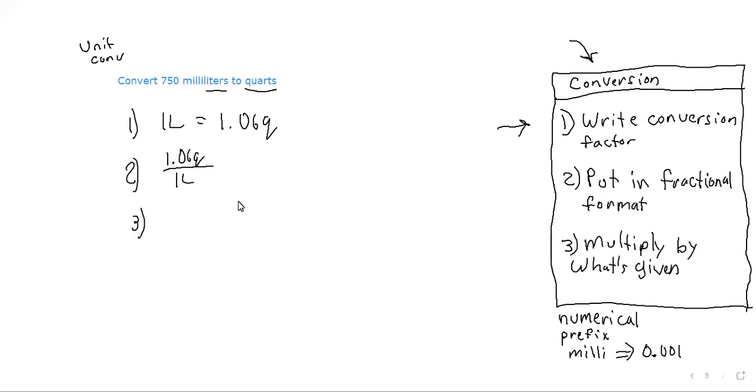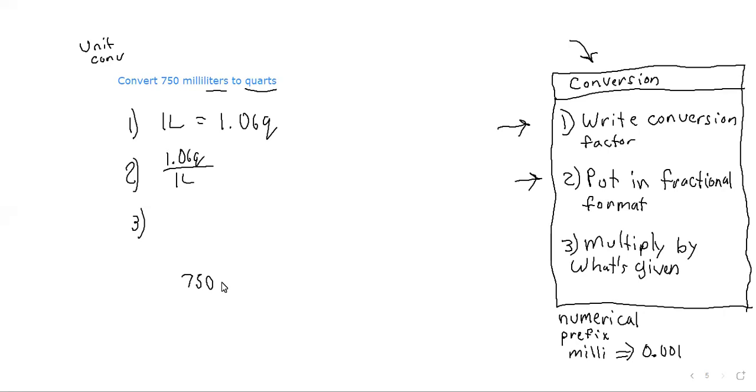Now, we did step two: we put it in fractional format. The last step is very simple. We're simply going to multiply by what's given. So what's given in this question? We have to convert 750 milliliters. Now, this is a slight deviation, because we should know that when the HESI wants to make a problem more challenging, they don't give you harder mathematics. What they do is give you more things to do in the problem.